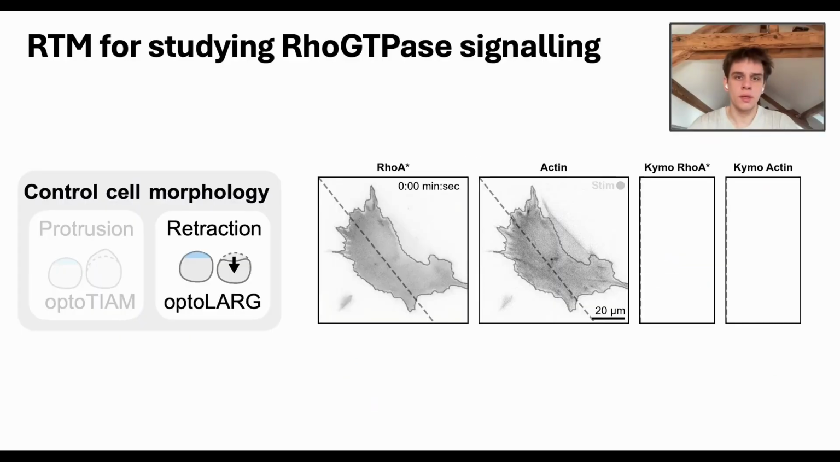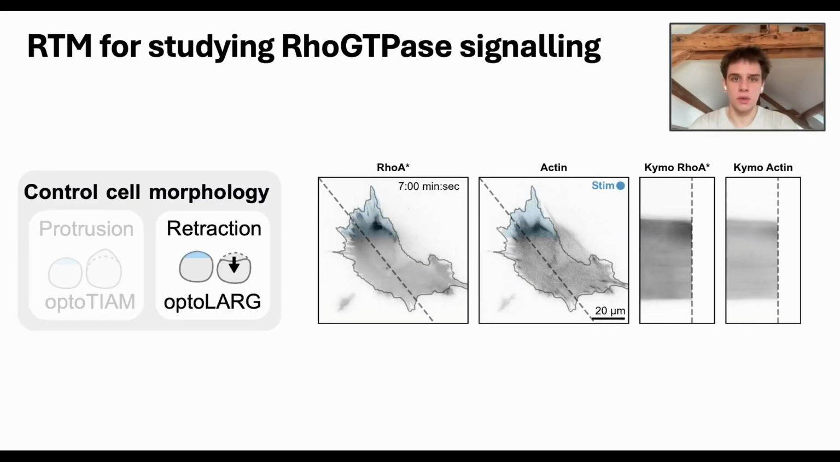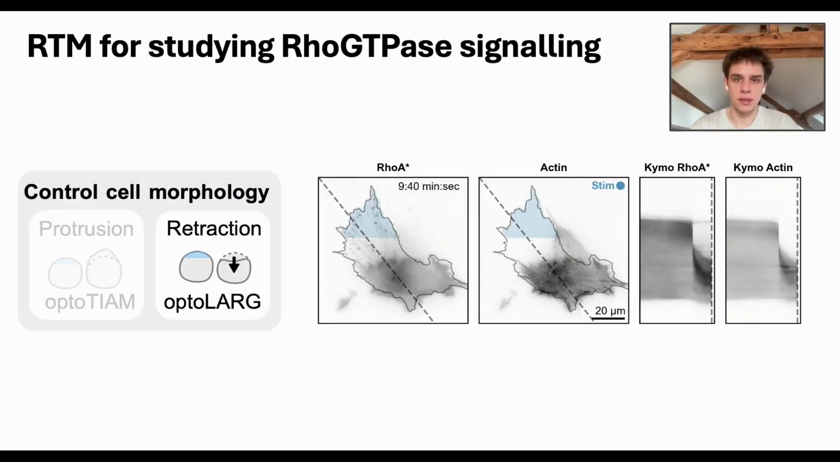We can do exactly the opposite here, where we use a GEF for RhoA, so we can activate contractility in this cell using optogenetics. I shine light at the top of the cell, and you can see the cell starts contracting very rapidly in specifically this region.